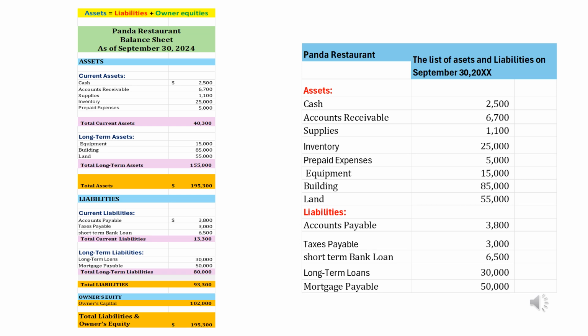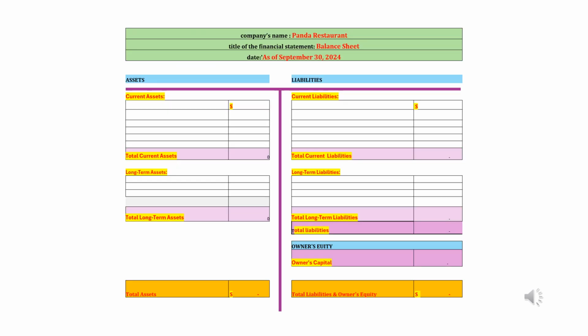The alternative format presents the balance sheet in a vertical layout, which is the standard format used for sharing financial information with external users, such as shareholders. When preparing a balance sheet, the first step involves three essential lines. The company's name is at the top. The title of the financial statement, which in this case is balance sheet. The date represents a snapshot of the company's financial position at a specific moment. For example, the 30th of September, 2024.